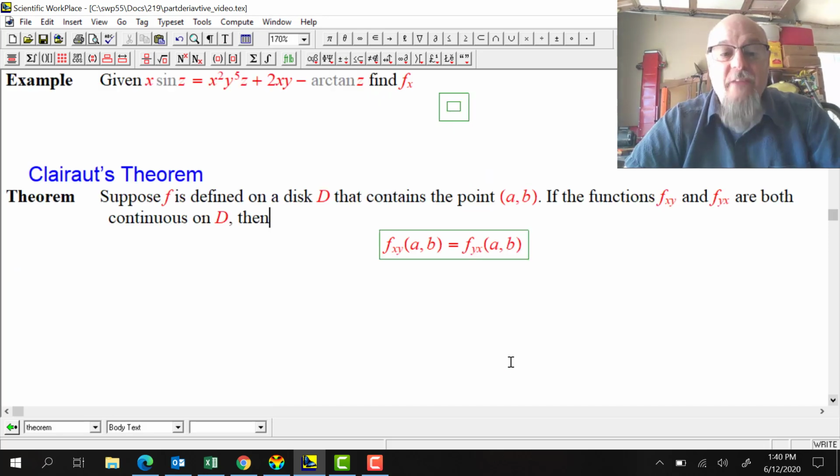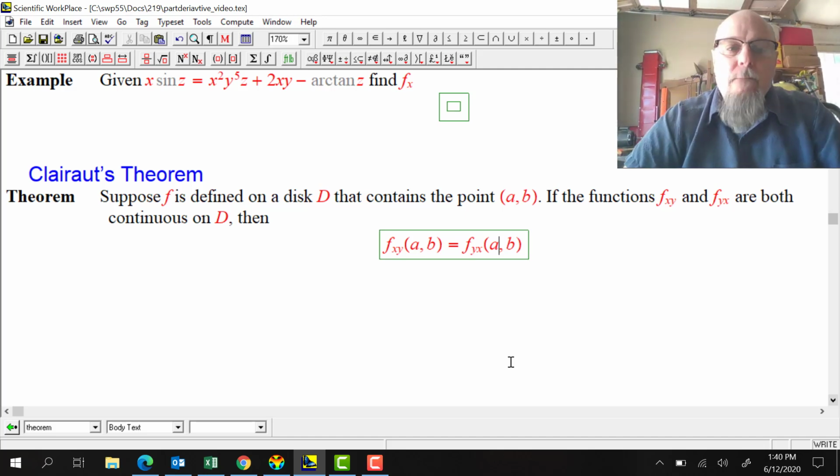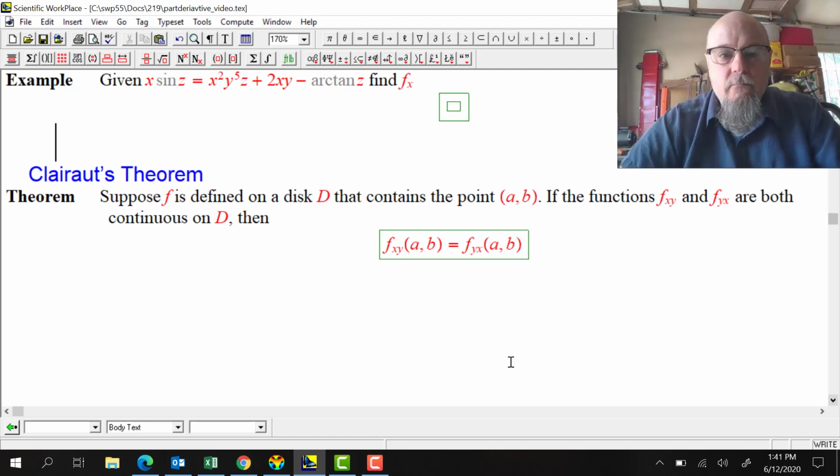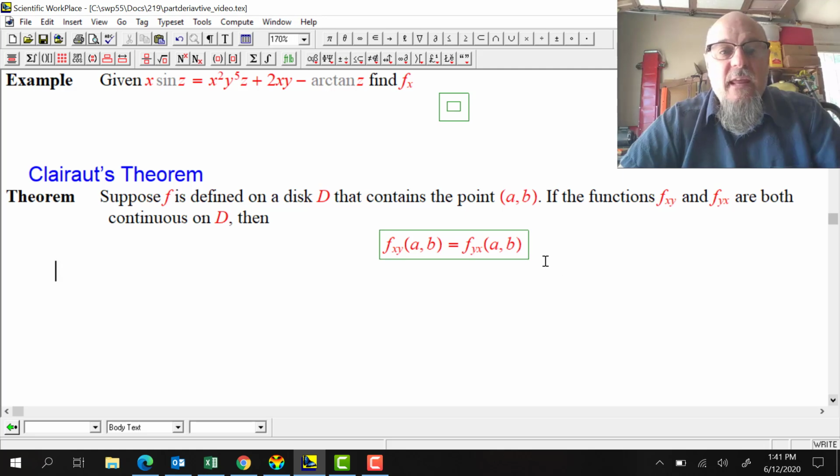Clairaut's theorem says that's always going to be true if the second order partials are continuous at the point that we're evaluating. So most of the time we are, except for weird functions. So Clairaut's theorem, the two second order heterogeneous partials are the same. In fact, we can even expand upon Clairaut's theorem.